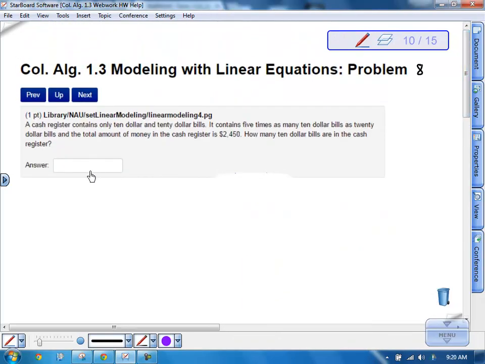Okay, so next question is 8. We've got to set up two equations. It says a cash register contains $10 bills and $20 bills. Right when I see that, I'm going to define two variables. I'm going to call x the number of $10 bills, and I'm going to call y the number of $20 bills. That's really important, defining variables, because we're going to set up two equations.